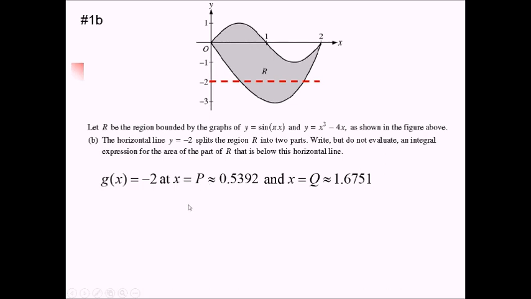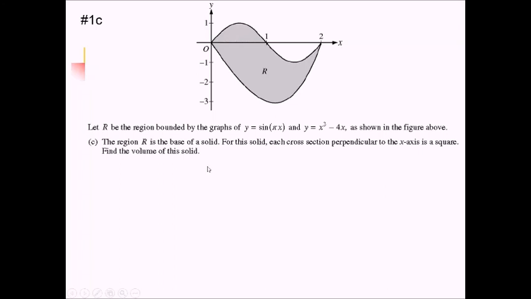And now I just need the integral from P to Q of, and now we're doing top minus bottom again. So in this case, the top function is negative 2, and g is the bottom function. So this is going to be negative 2 minus g dx inside there. And they said don't evaluate, so I am going to take them at their word and not evaluate this.